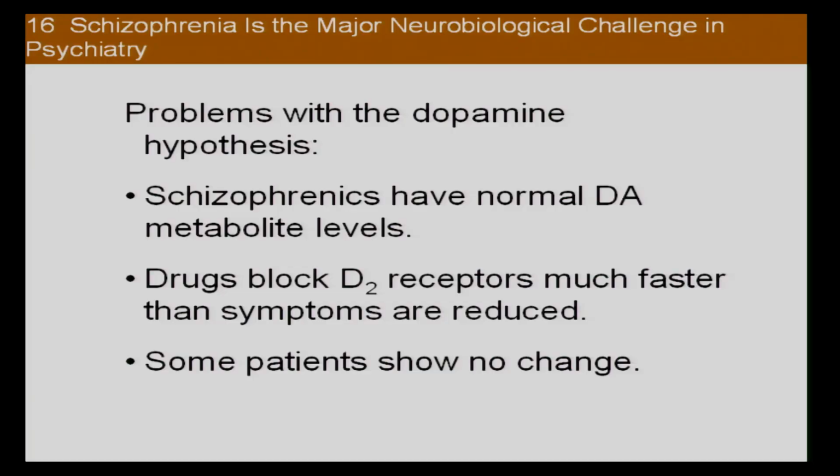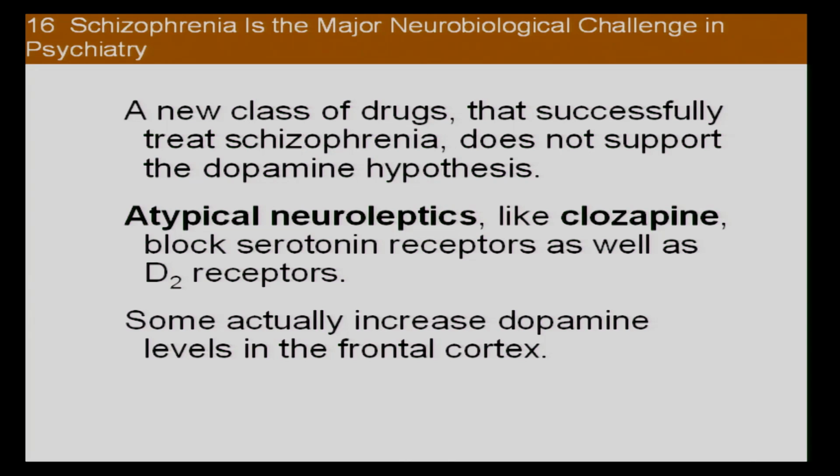The other problem with a simple interpretation of the dopamine hypothesis is that drugs that block the D2 receptors block the receptors much faster than symptoms are reduced. So if it's just that you cut off or reduce the activity of D2 receptors, then you should see reduction of these symptoms pretty fast, because we know exactly how effective these drugs are at blocking, and the symptoms are reduced much slower. As I said, some patients show no change, so these do not work on all patients. And the kicker is that in exploring other classes of drugs that might help ease psychotic symptoms, they found what's called atypical neuroleptics.